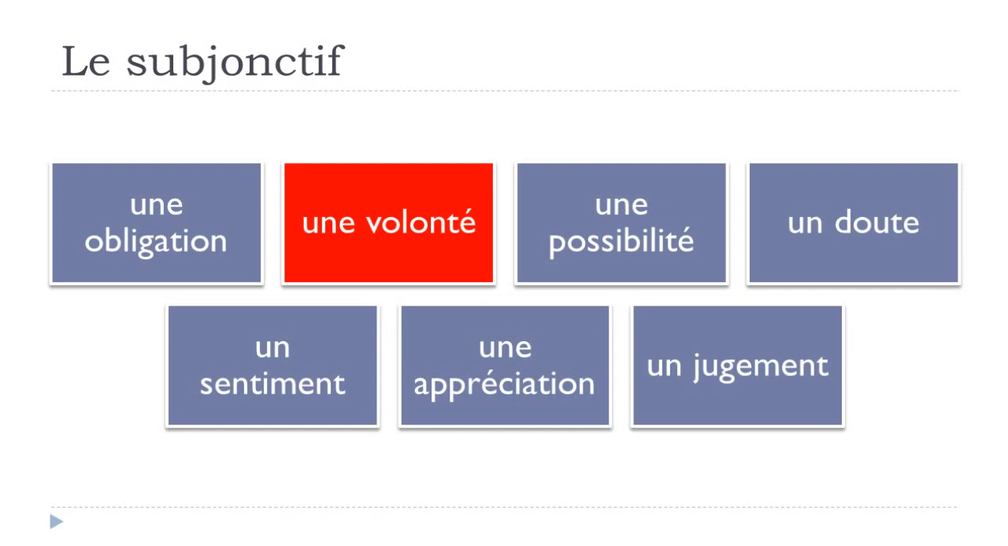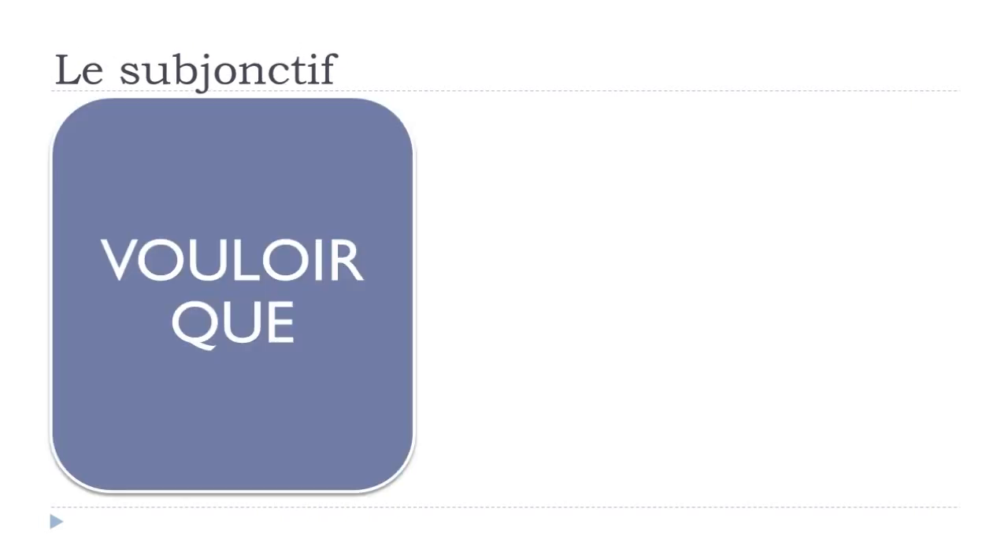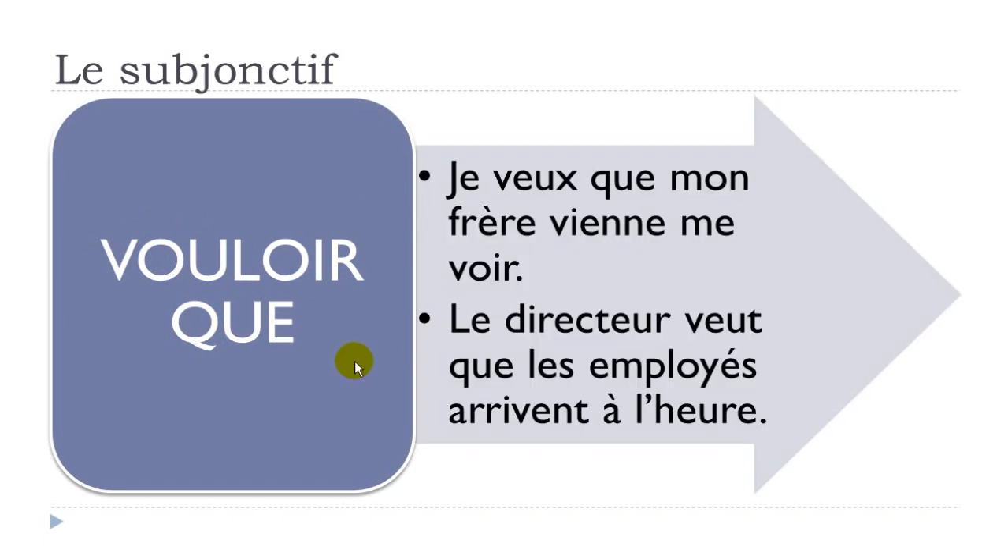So, une volonté, something you want to do, and then, well, the verb that normally we tend to use is the verb vouloir, to want, okay, vouloir que will be followed by le subjonctif. For instance, je veux que mon frère vienne me voir. All right? Je veux que mon frère, my brother. Here you've got the subjunctive form of venir, to come, me voir, see me.